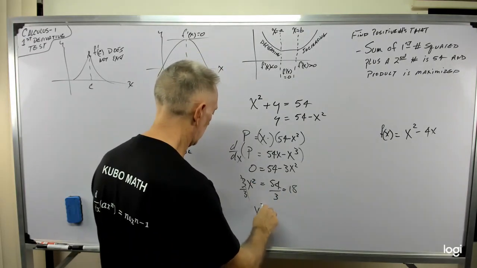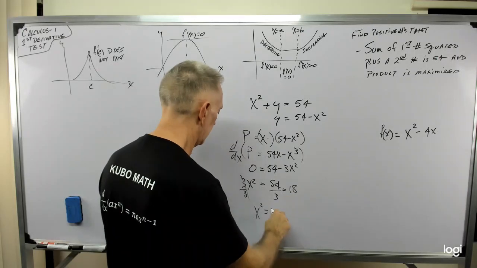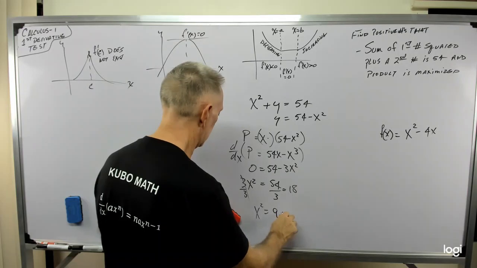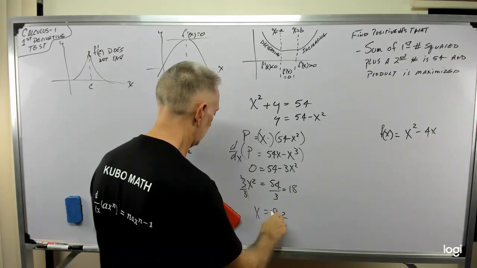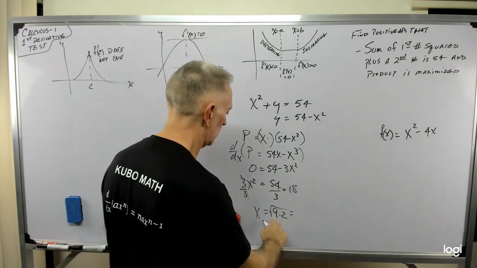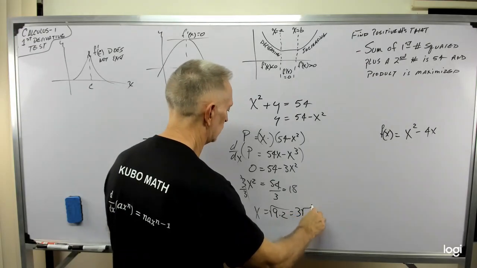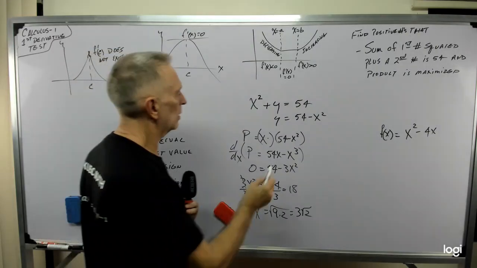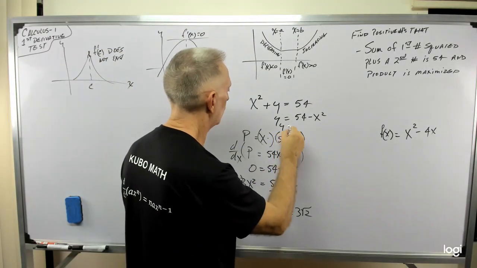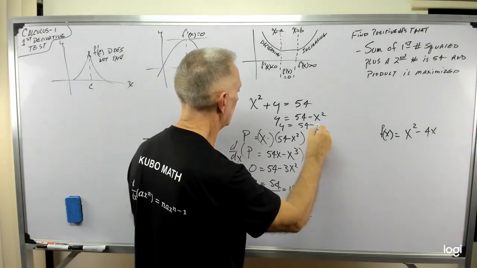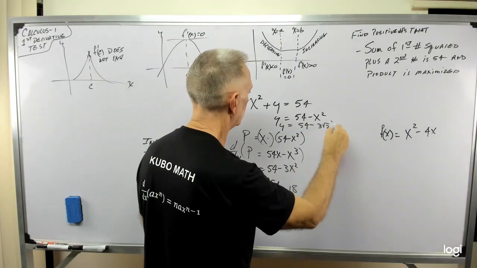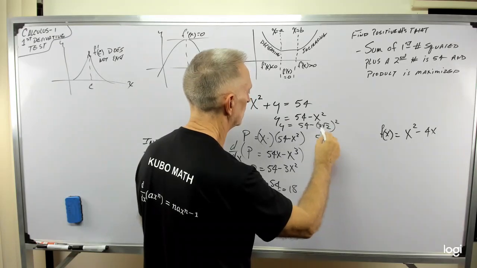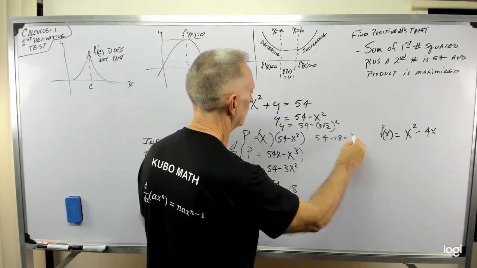So x squared equals 18, but 18 can be listed as 9 times 2. If I take the square root, the square root of 9 is 3 times the square root of 2. So x equals 3 square root of 2. So y equals 54 minus 3 square root of 2 squared. So that's 54 minus 18, and that gives me 36.